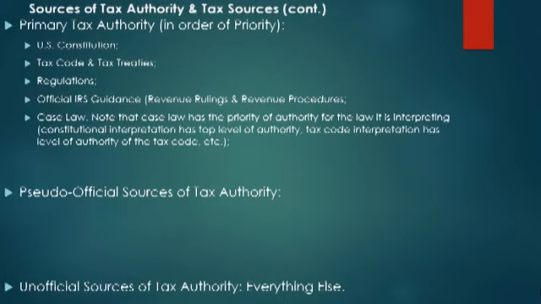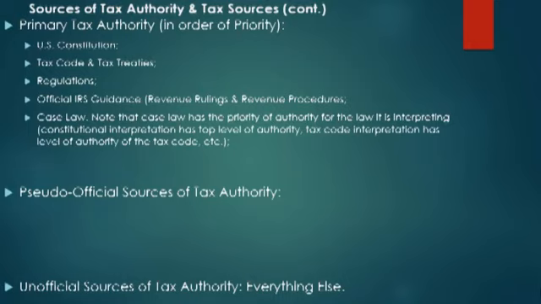Now, alternatively, case law might be interpreting official IRS guidance in comparison to the tax code. In that case, it's going to have the level of authority of official IRS guidance, and it can be overruled. And the tax code, for instance, a case might interpret the tax code.